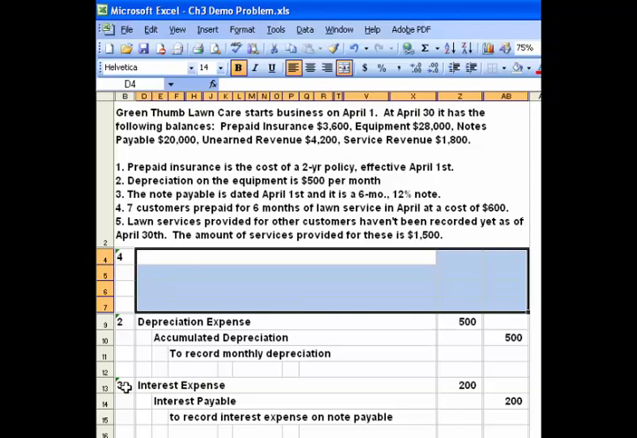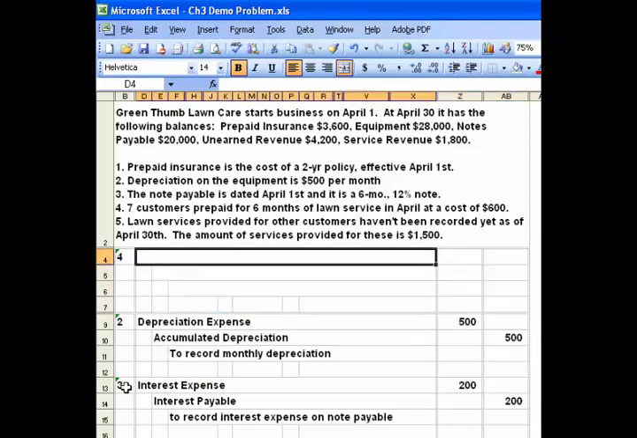Okay, transaction 4. 7 customers prepaid for 6 months of lawn service in April at a cost of $600. Now, the point of this 4th transaction is that we had unearned revenue on the books, $4,200, but 7 of them paid ahead. So we need to record service revenue, and if they paid $600 ahead, then it's essentially $100 a month. We need to debit unearned revenue.